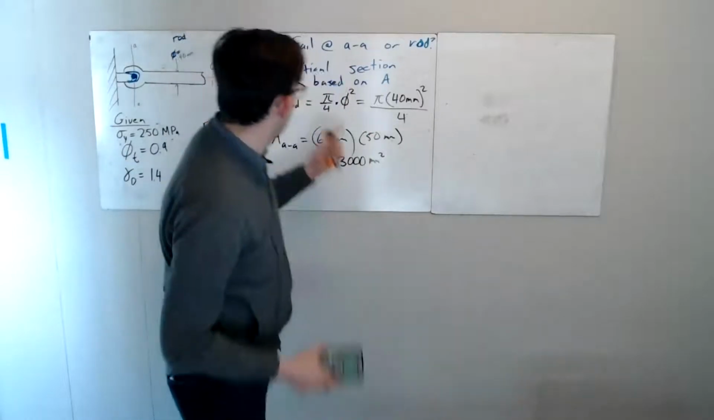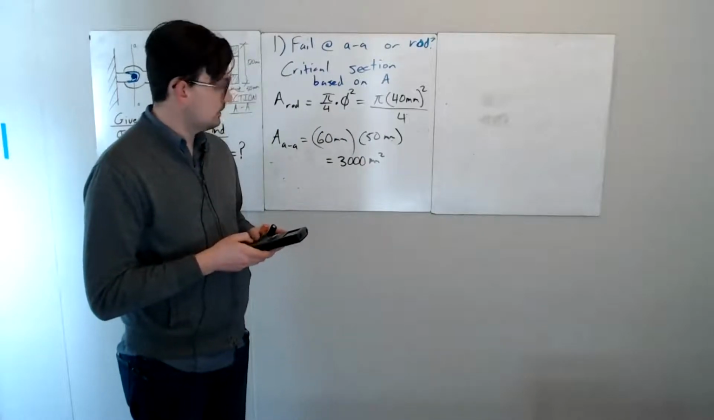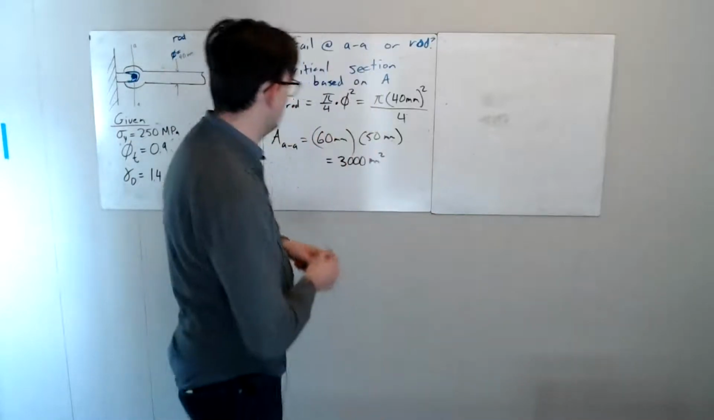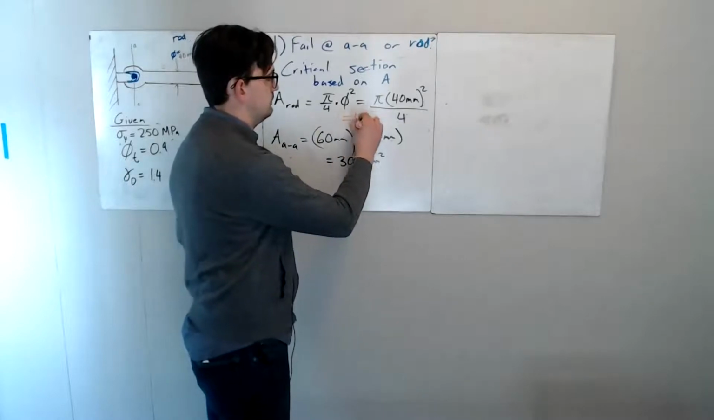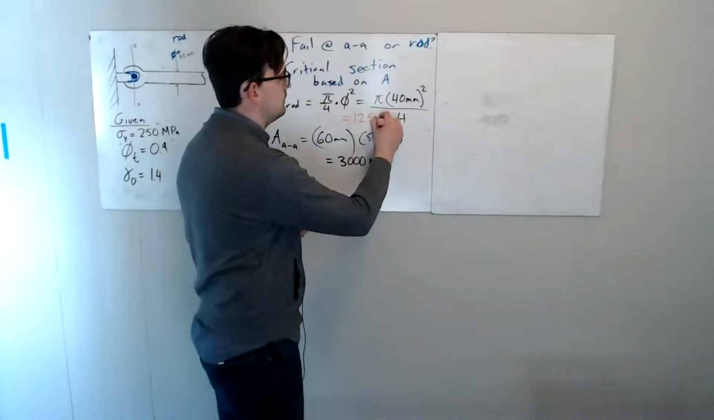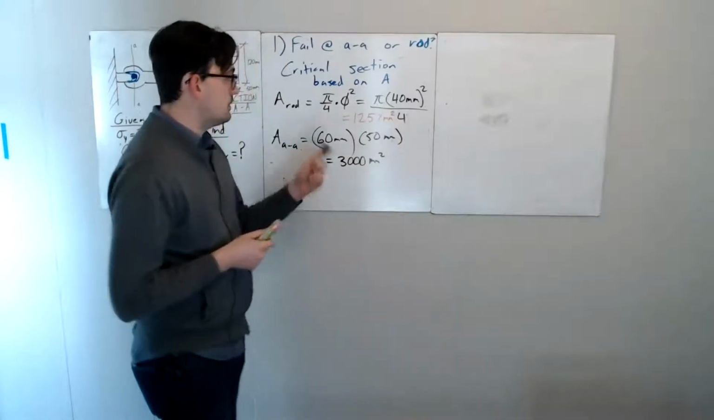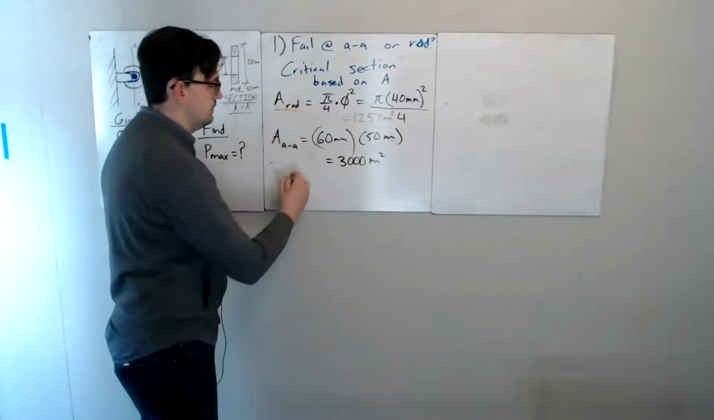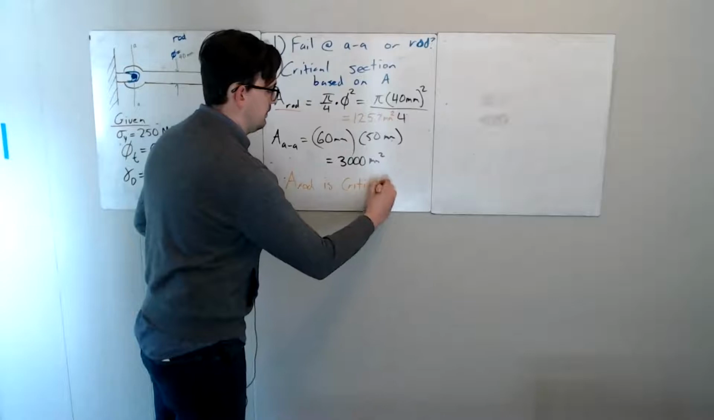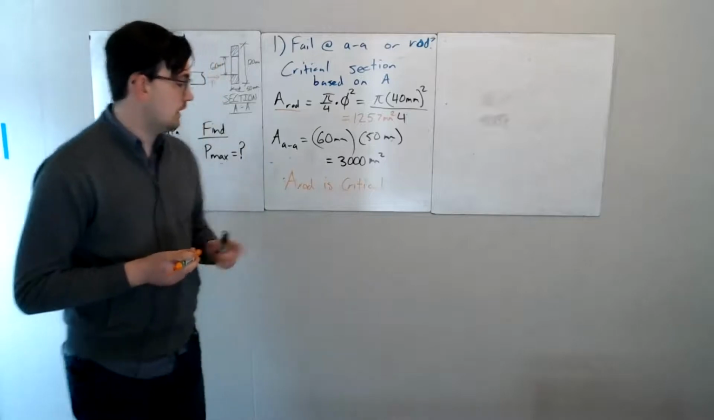And let's calculate at our rod. So we have pi over 4 times 40 squared. That's going to be 1257 square millimeters. Based on this, it's very clear that in this particular case, the area of our rod is critical.